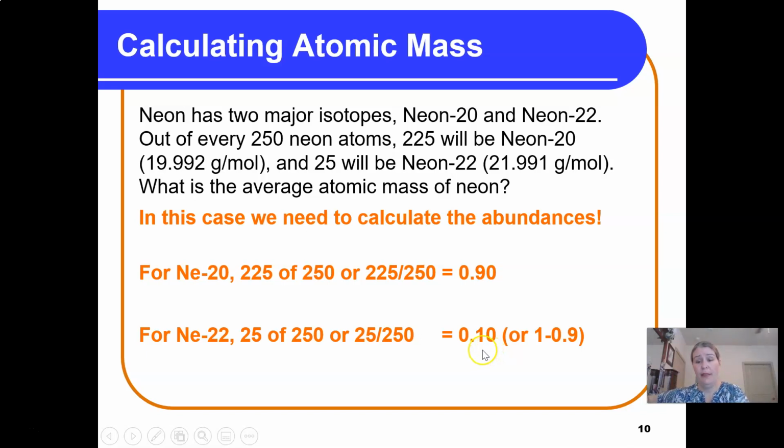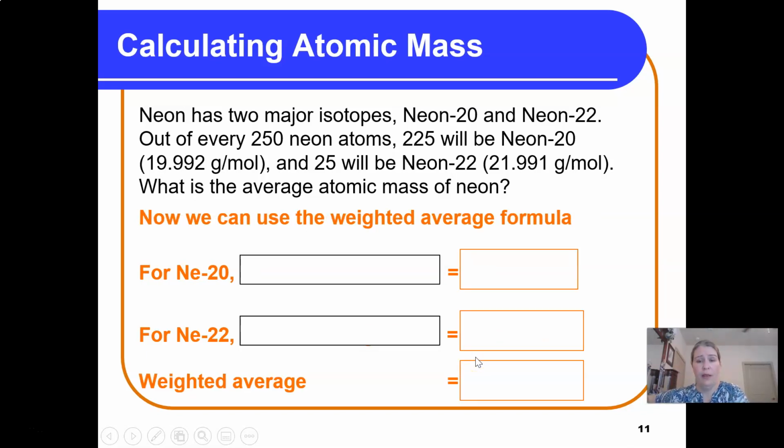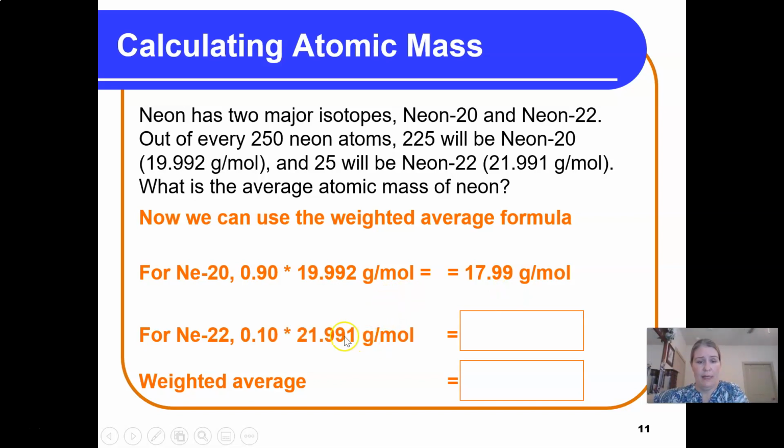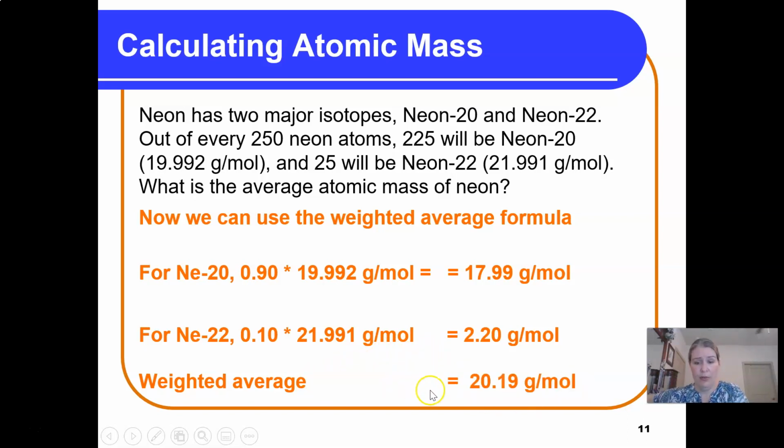Now that I have that, I can use that weighted average formula. So the weighted average formula is abundance times the mass. So for neon 20, the abundance we just calculated is 0.9 times the mass, which this time is given to us in grams per mole, and that's fine. We just use grams per mole because that's what they gave us in the problem. So that's 17.99 grams per mole. For neon 22, I'm going to do the same idea, 0.1 times 21.991 grams per mole. That gets me 2.20. And the weighted average is summing these two things. And I get 20.19 grams per mole.